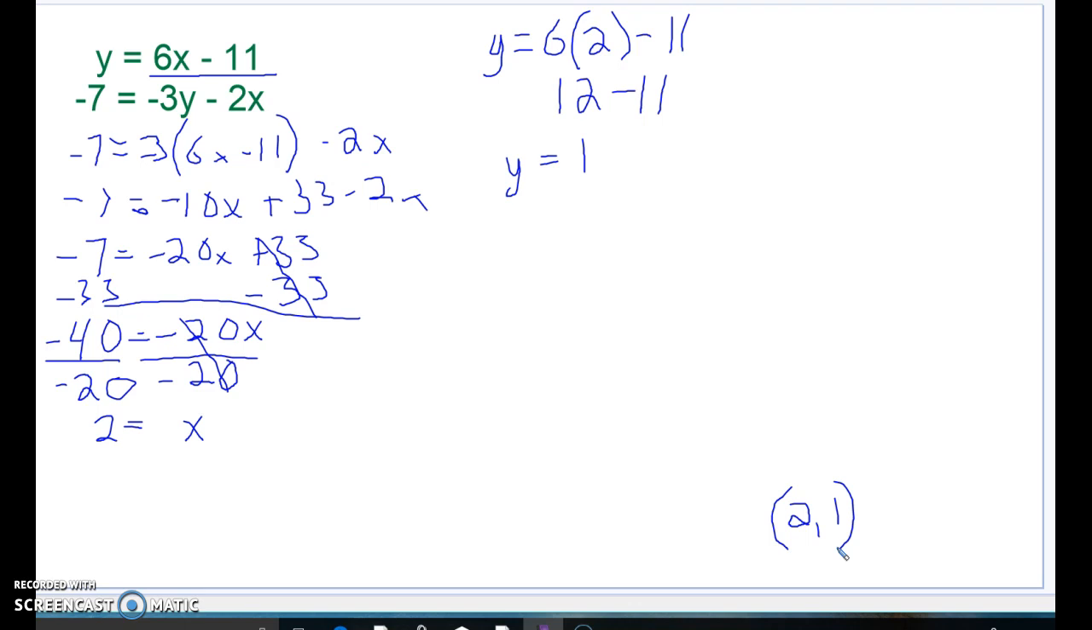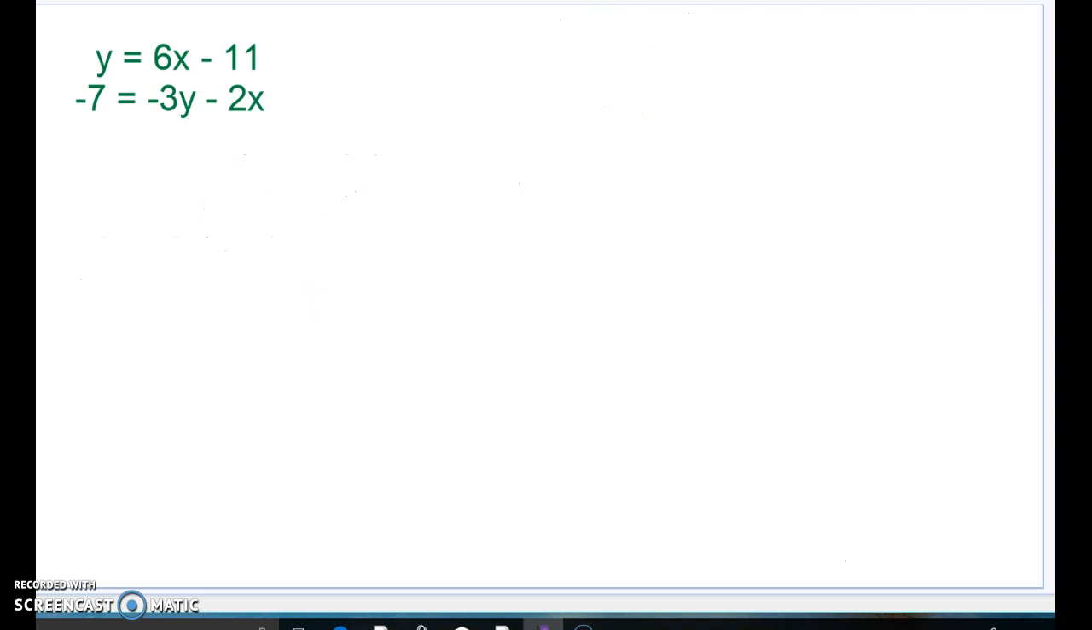Now in this first equation, we solved for the y to start. So I'm going to do these exact two linear equations, but we're going to solve for the second equation first. And so we have negative 7 is equal to negative 3y minus 2x. We can solve for either y or x. I'm going to solve for x to start.